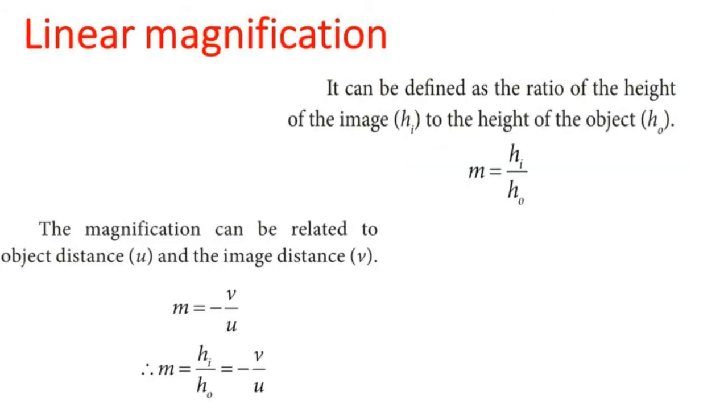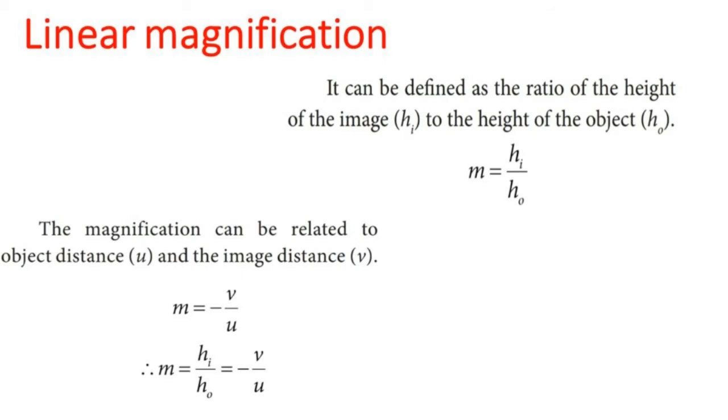Linear magnification is represented by the letter m. Magnification produced by a spherical mirror gives how many times the image of an object is magnified with respect to the object size. It can be defined as the ratio of the height of the image, hi, i means image, to the height of the object, ho, o means object. So m is equal to hi divided by ho.